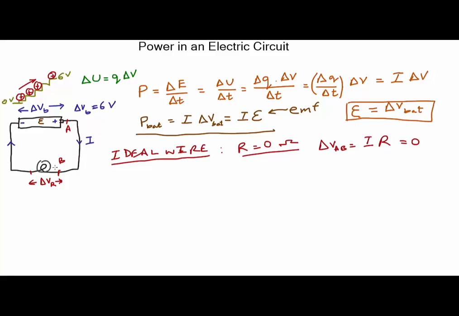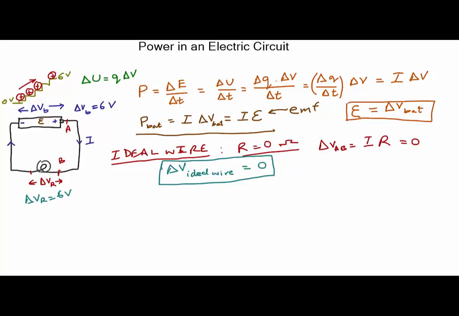Since I have ideal wires on both sides, before the bulb and after the bulb, and the potential drop across those ideal wires is 0, I'm going to summarize that over here: delta V across an ideal wire is 0. That's the important takeaway we got from this discussion. And because that is true, in this case, delta V R will be the same as delta V B, so it'll also be 6 volts. And that potential difference facilitates current through the bulb.